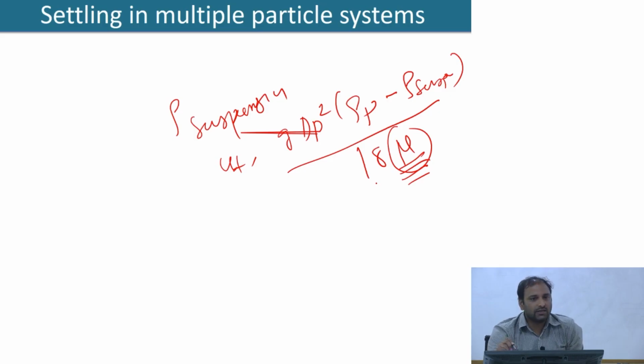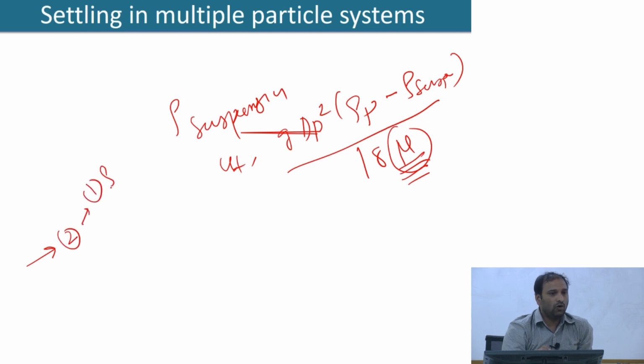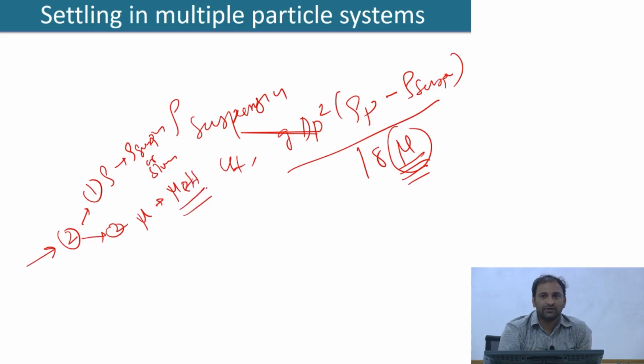Therefore, the modification that I am supposed to be making is two modifications. One is you replace rho of the fluid with rho of the suspension, or the slurry if you want to call it that. The other modification is that you replace your mu with what is called the mu effective, which is the viscosity of not just the fluid, but the particle filled fluid.